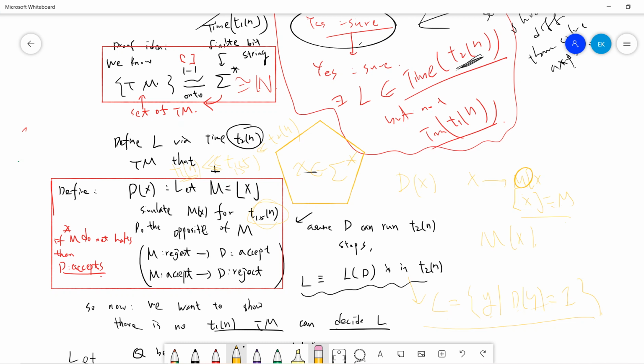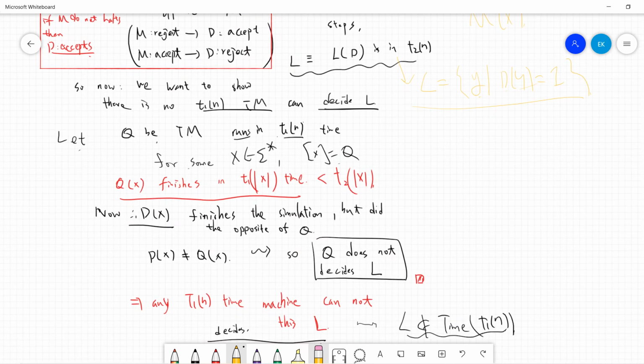Okay, so now we want to show that there is no Turing machine running in t1(n) that can decide L. That means I want to prove that every Turing machine which only runs in t1(n) cannot decide L. So there should be some string on which this Turing machine and D give different answers. This is the diagonalization trick.